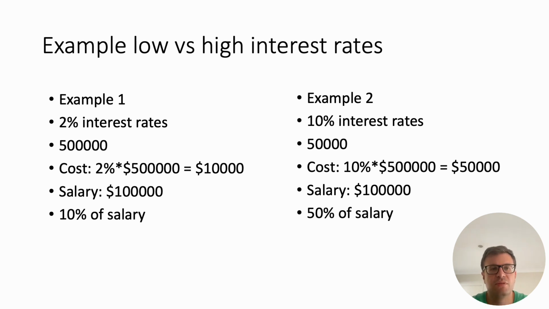The first example, the 2% interest rate, means that it's a low interest rate. So if you borrow $500,000, it will cost you $10,000 at 2%. Let's say you're making 100,000 and that's the average salary, then it will only cost you 10%. So that means it's very low, the cost of housing relative to the salary you have.